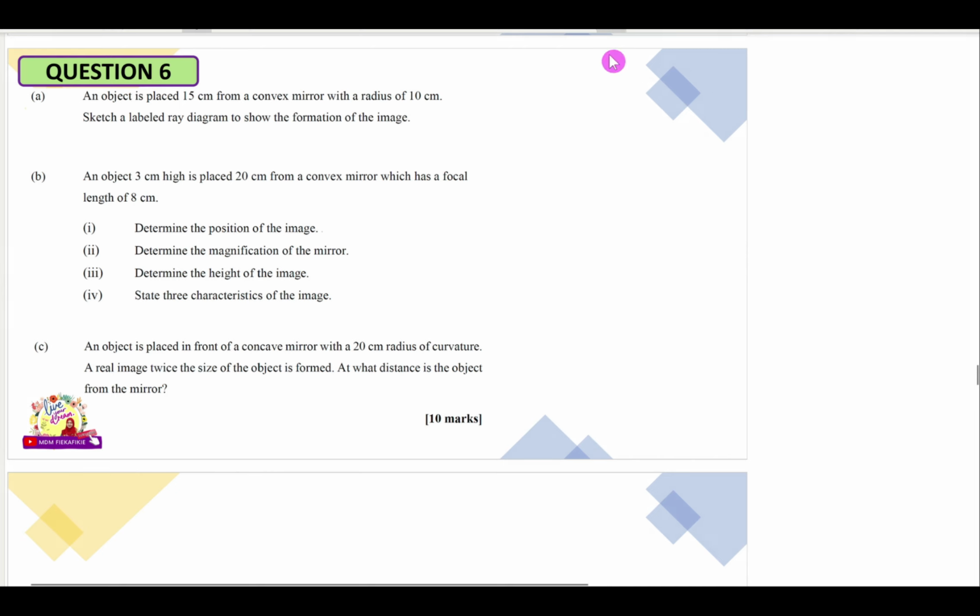So, let's read the question first. So, question 6A, we have an object placed 15 cm from a convex mirror. Okay, so please highlight. Convex mirror, always remember that the focal length is negative. Given the radius is 10 cm, means that the focal length, so if the question gives you the radius of curvature, the focal length is r/2. And now we want to sketch a labelled ray diagram to show the formation of the image.